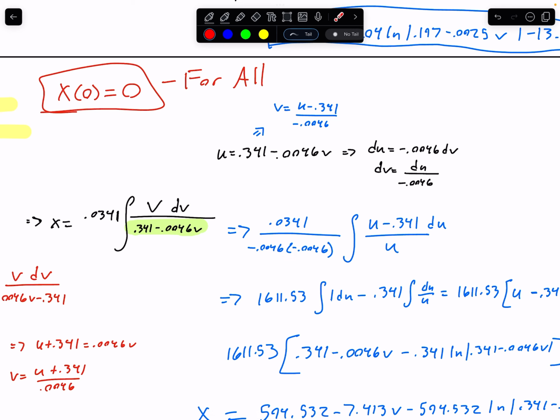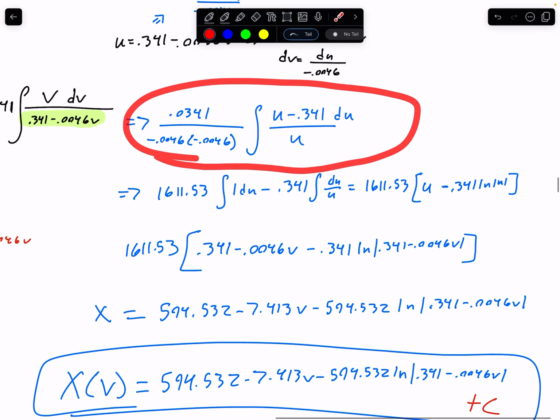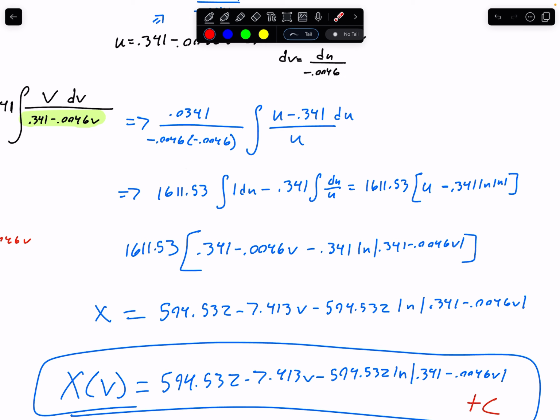Negatives cancel each other out, and this is what we get for the next part. And then we can split things up. U divided by u is equal to 1, so we get this constant out front times just the integral of du, which is equal to u minus 0.341 du over u, which we know from the last one, which is the natural log of u, and still constant out front.